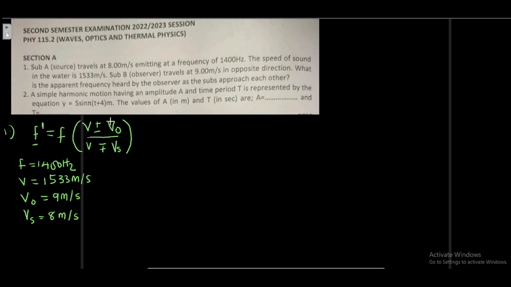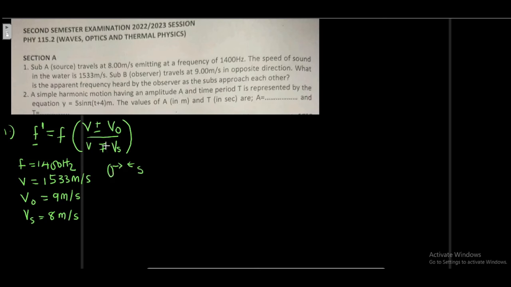All right. So now this is the equation to use, but do we use plus or minus? We use plus for the numerator when the observer moves towards the source, and minus when the observer moves away from the source. For the denominator, we use minus when the source moves towards the observer and plus when the source moves away from the observer. Here we have O for observer, S for source. They approach each other, so the observer is moving towards the source and the source is moving towards the observer.